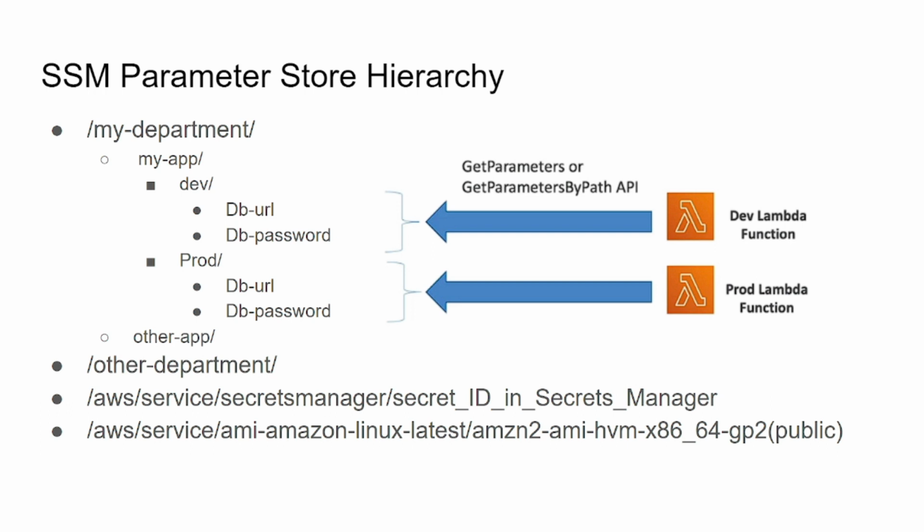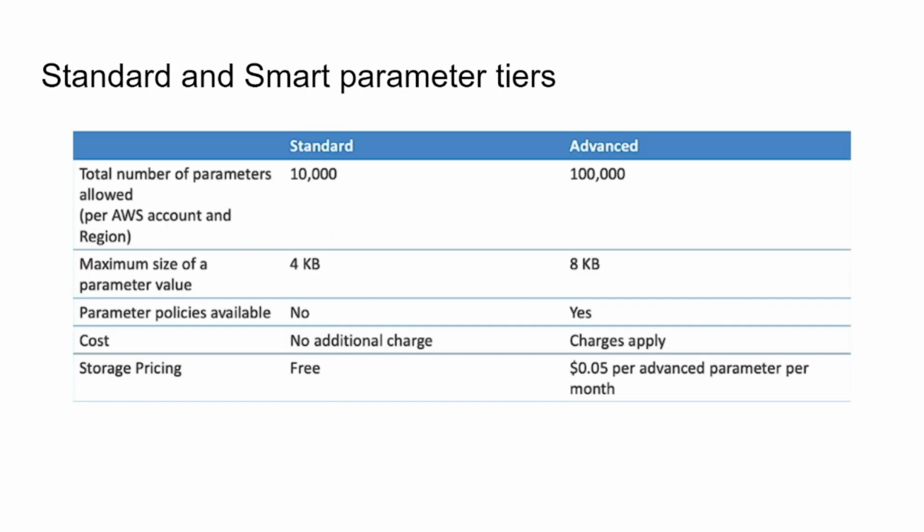Now within Systems Manager, you have two kinds of parameter tiers. You have the standard and advanced tier. The big difference is going to be around the size, 4 KB versus 8 KB, and also the availability of a parameter policy. For the standard one we have none, but for advanced we have some. The advanced type of parameters is going to cost $0.05 per month, whereas the standard one is going to be free for you.